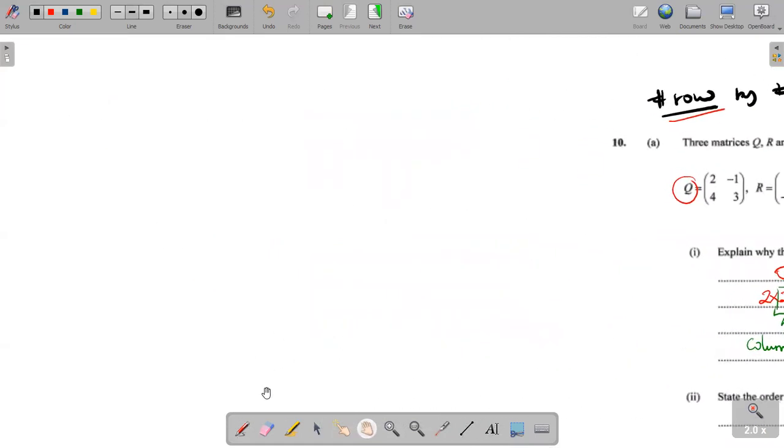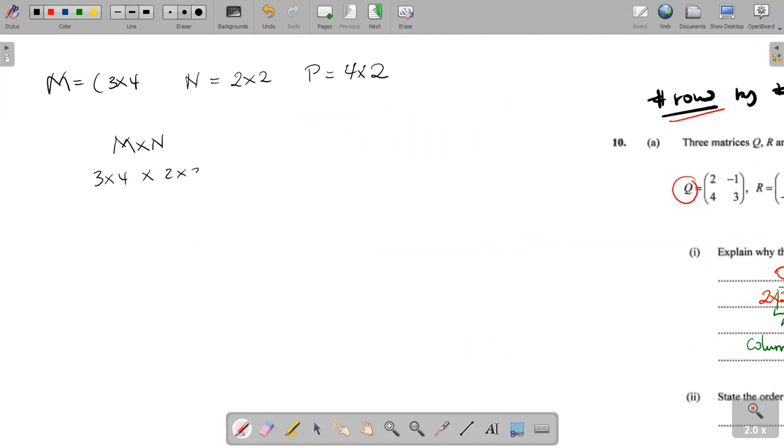Let's do a little practice on the side here. Let's say M is a 3 by 4, N is a 2 by 2, P is a 4 by 2. So I'm going to ask this question. Can I multiply M by N? This is a 3 by 4. This is a 2 by 2. Yes or no? This is a no. They don't match.